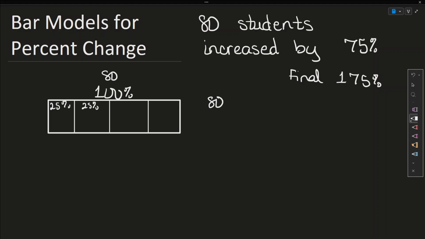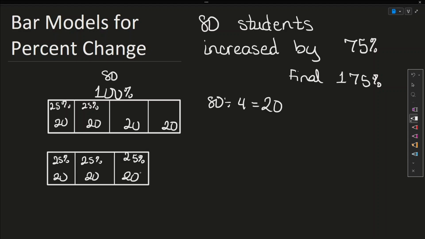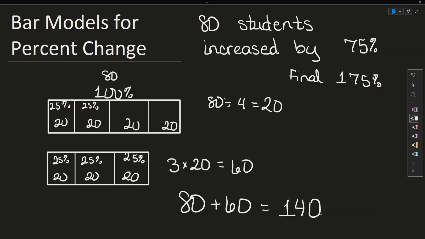80 broken into 4 equal pieces is 20. So each of these 25% pieces represents a total of 20. A 75% increase means we add 3 of those 25% pieces. 3 pieces that are 20 each gives us a total of 60. So we have our original amount plus the additional 60 to get 140. So 80 students increased by 75% is 140 students.